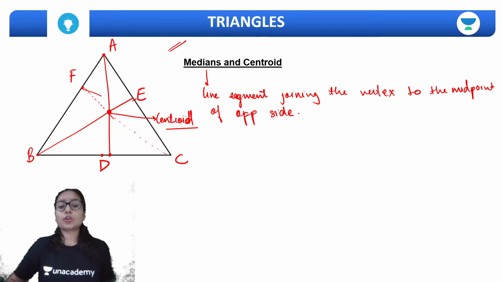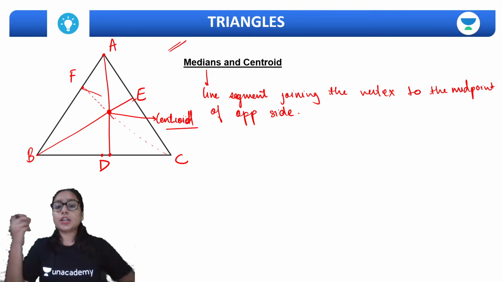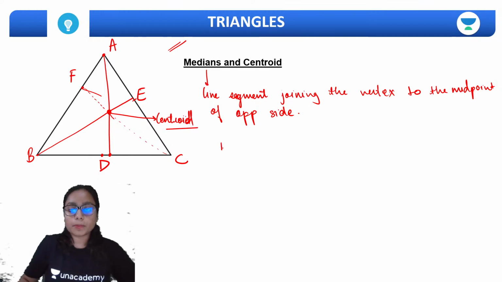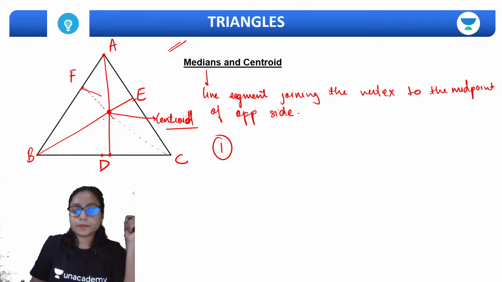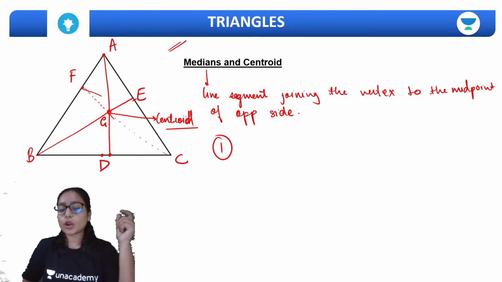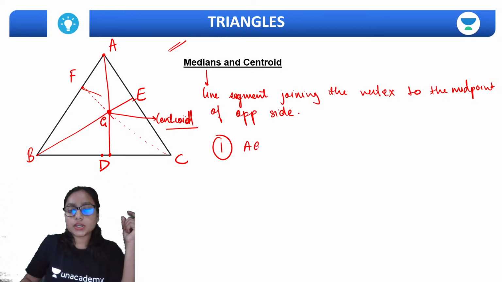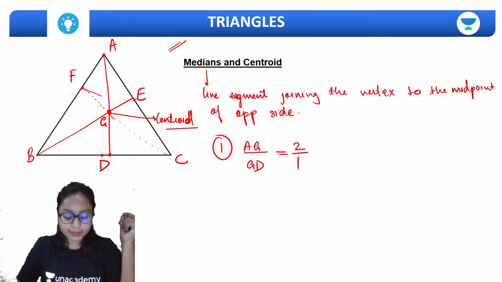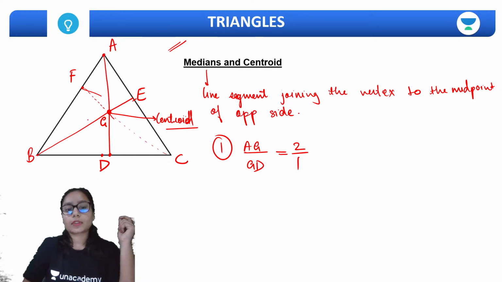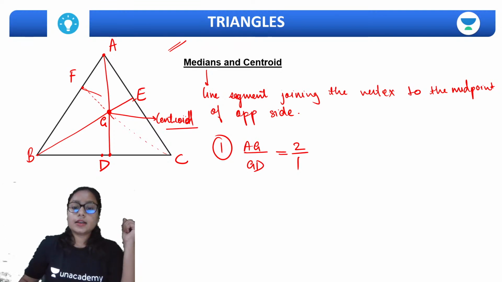Okay, now what is a centroid? This point of intersection of medians. So there are certain properties of centroid that we need to understand. First property. Centroid divides the median into the ratio 2:1. So if I take the centroid as G, then AG upon GD is equal to 2:1. Alright? Yes, F, E, D are midpoints. Correct. Okay? Ratio of AG to GD is 2:1.